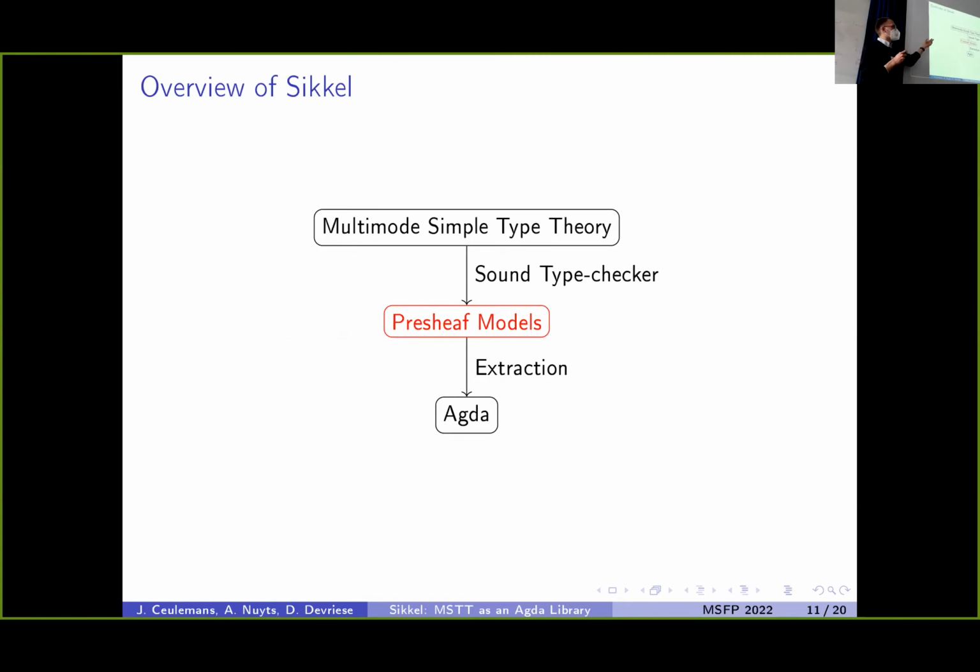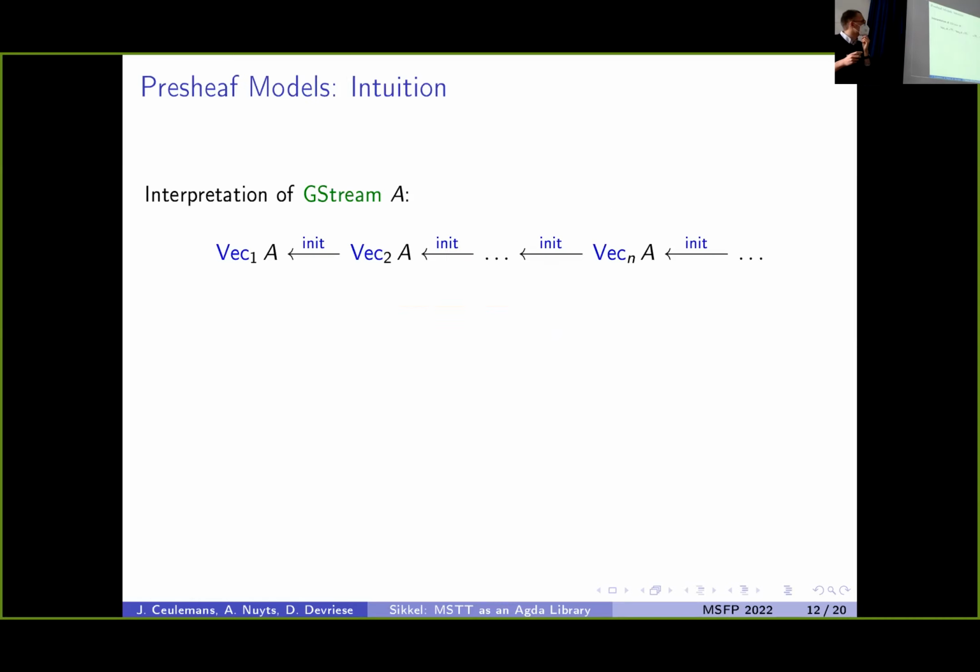And so this semantic layer consists of a formalization of presheaf models in Agda. To get an intuition about what a presheaf is, we're going to look at the interpretation of this type of guarded streams. A guarded stream can be thought of as a signal that produces a value at every time step. So at every time step, we're going to keep track of all the information that's present until that point. Right now we have one value that we collect in a vector of times 1. After one time step, we have 2 values, which we collect in a vector of times 2, and so on and so on. And so we get this sequence of Agda types with these init functions between them.